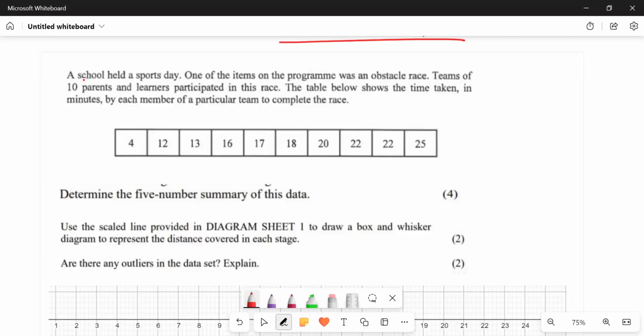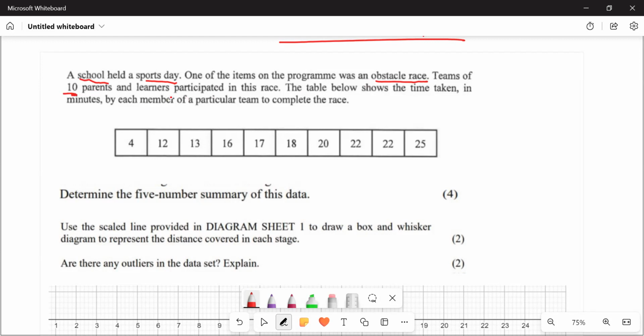We saw this example whereby it speaks about a school which held a sports day, okay? And then they said one of the items was an obstacle race. There were 10 parents and learners participating in the race. And then the table shows the time taken in minutes.